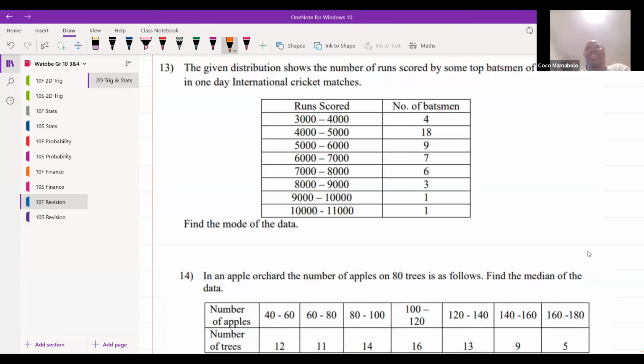Okay. Let's look at question 13 very quickly. It's very easy. Many of you have got the correct answer. It says here, the given distribution shows the number of runs scored by some top batsmen of the world in one-day international cricket matches, right? And it tells us how many times those, I almost said bowlers, those batsmen actually did this. You can tell that this is probably a world record because only one person is down here. So that's probably a world record by some cricket guys.